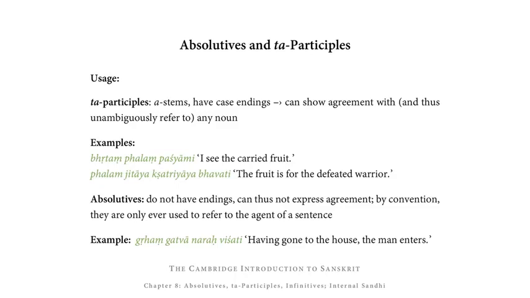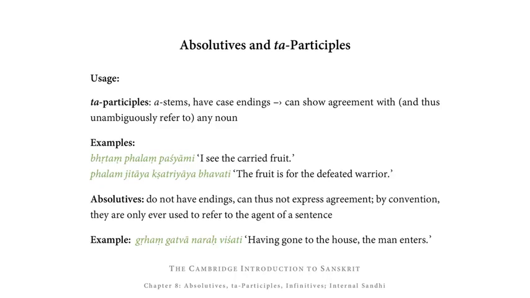So participles can agree with any noun. Absolutives, on the other hand, do not have endings and can thus not express agreement, and therefore, by convention, they are only ever used to refer to the agent of a sentence.